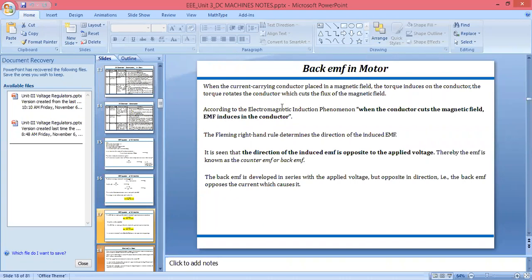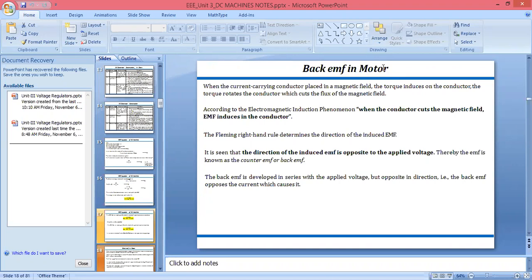Faraday's law is used for the mechanical and the electrical relation. It tells us about the interconnections in electromechanics. So according to Faraday's law, when the conductor cuts the magnetic flux, EMF will get introduced, and we decide the direction according to Fleming's right hand rule. So it is seen that the direction of induced EMF is opposite to the supply voltage in the DC motor. These concepts are only for the EMF in a DC motor.